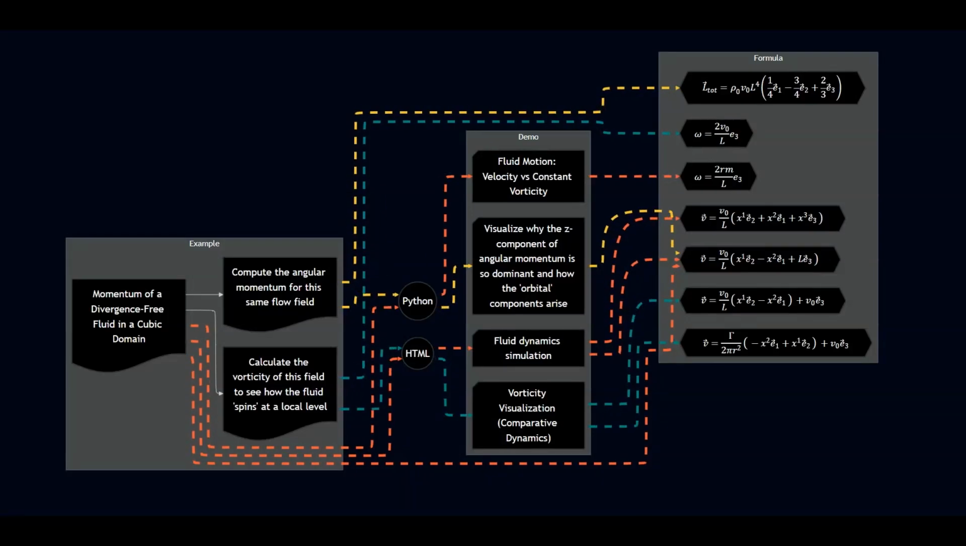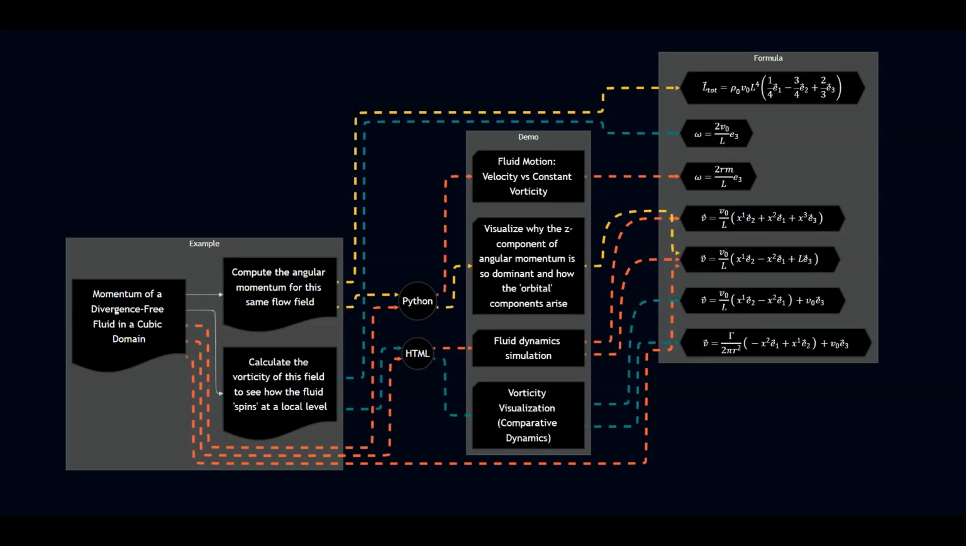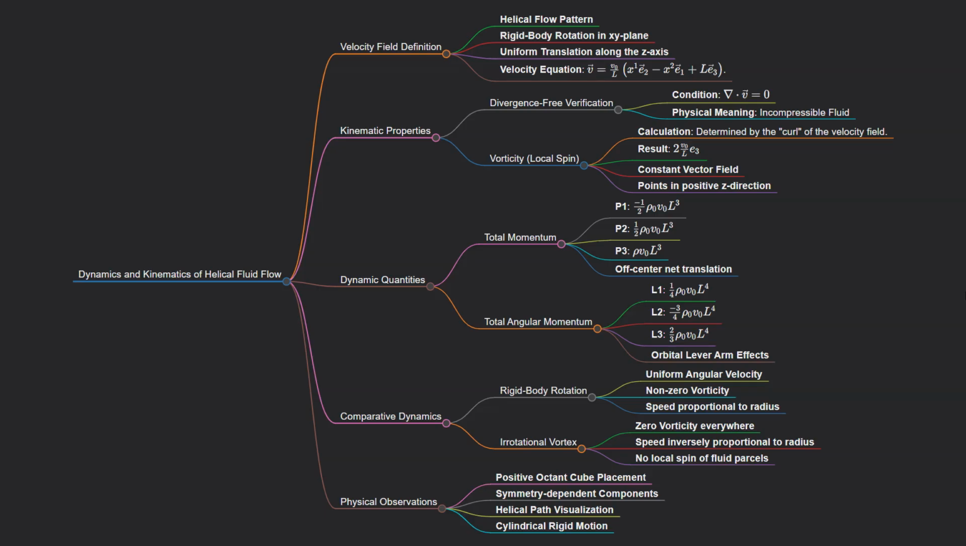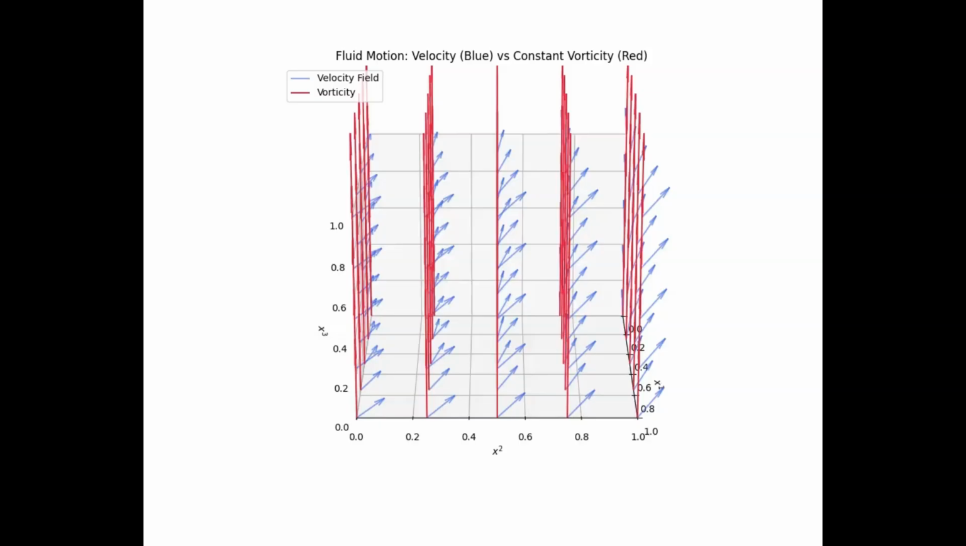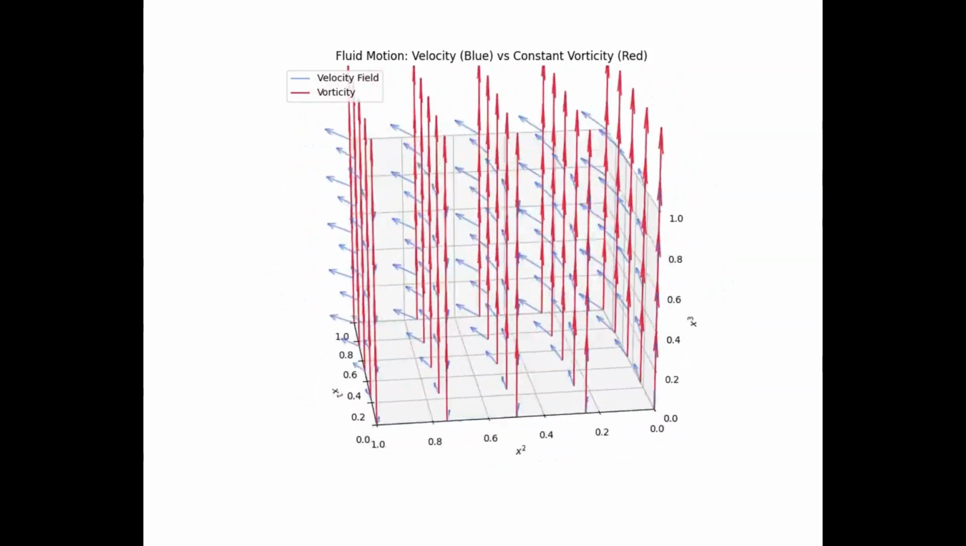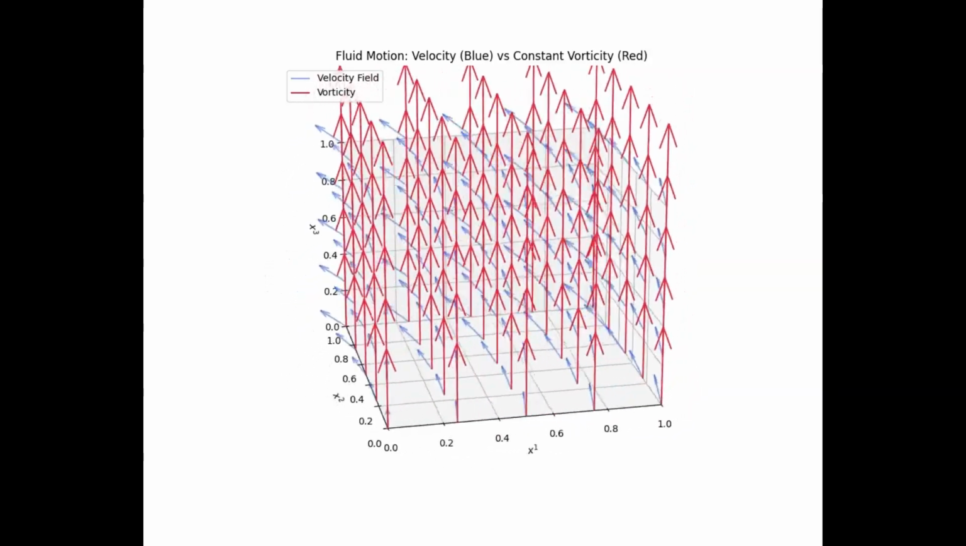Imagine a column of fluid performing a perfectly synchronized dance. It is simultaneously spinning in a circle while steadily rising upward. This specific type of movement is known as helical flow, or more intuitively, a corkscrew motion. In this scenario, every single particle follows a path that spirals around a central vertical axis.